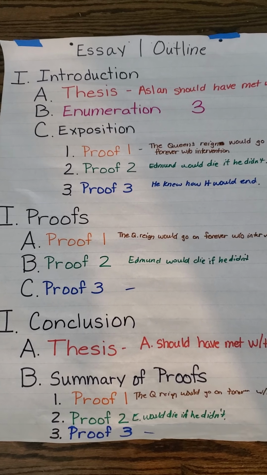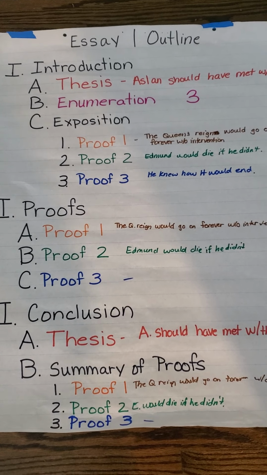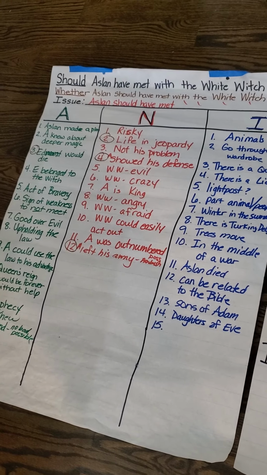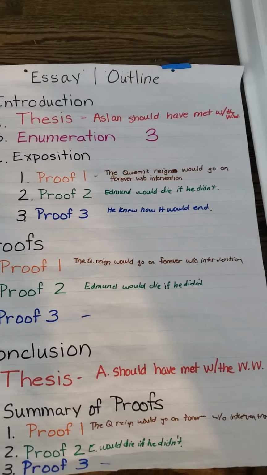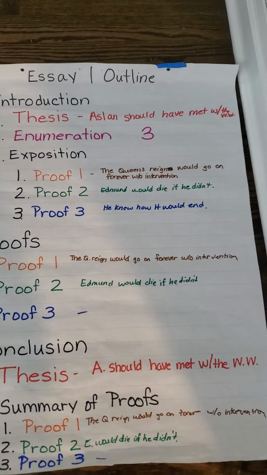So in the introduction, we have our thesis. We have literally restated the thesis we came up with using our ANI chart: Aslan should have met the White Witch. Our enumeration: how many proofs have we given? We're giving 3 proofs, so the enumeration is 3.